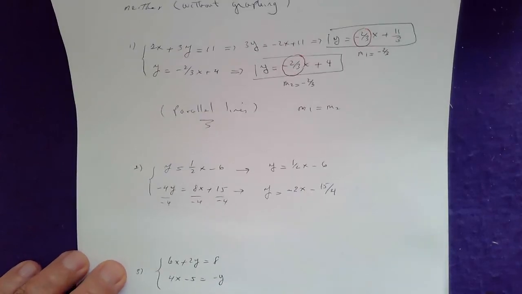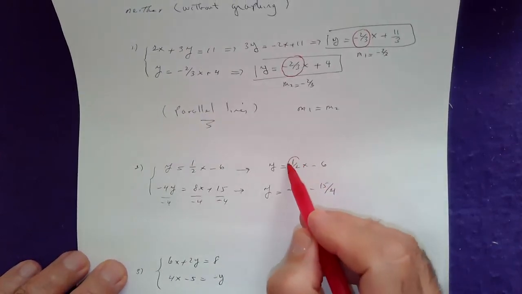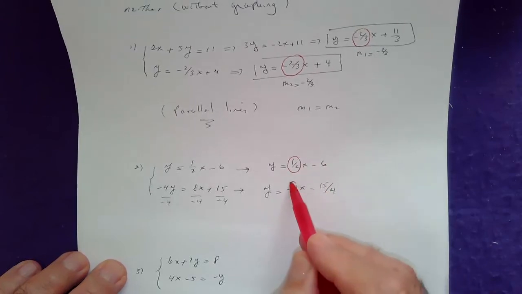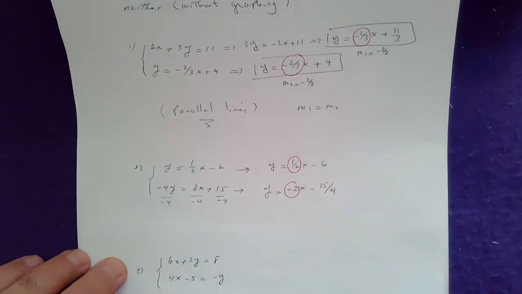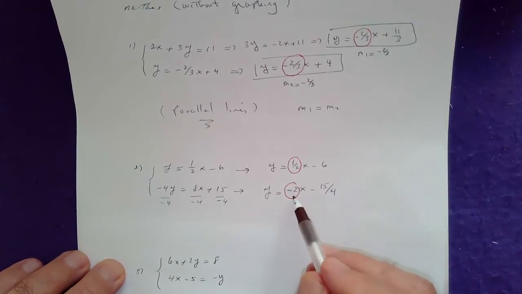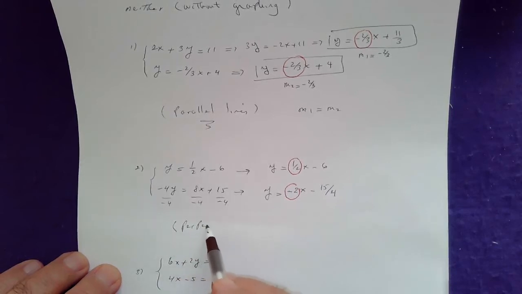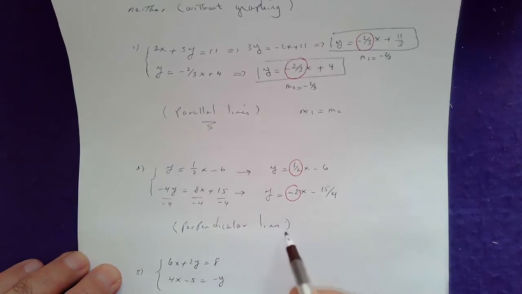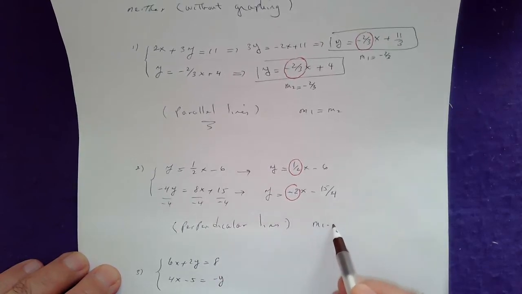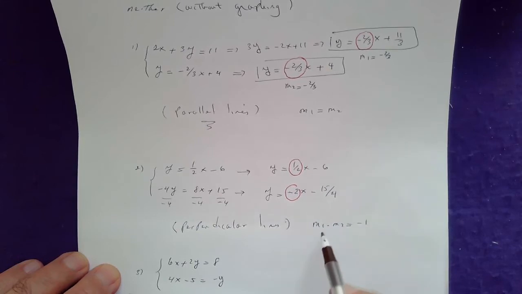Now I'm going to compare the slopes. You've got 1/2 versus -2. It looks like 1/2 is the negative, or opposite, reciprocal of 2, so that would be perpendicular lines. Do you see it? Why is that? Because if I multiply the slopes, I should get -1. Do I? 1/2 times -2 is -1. Checks.